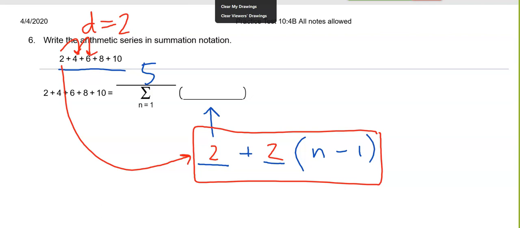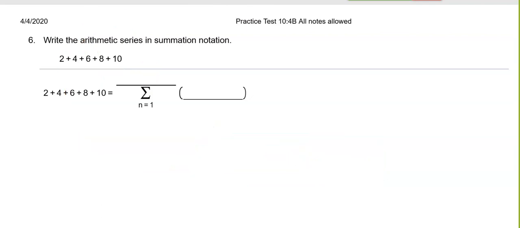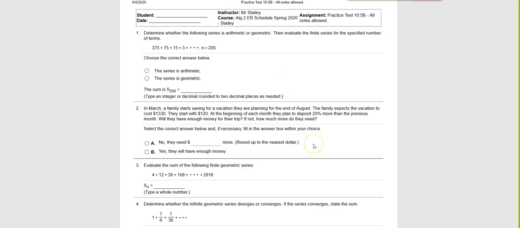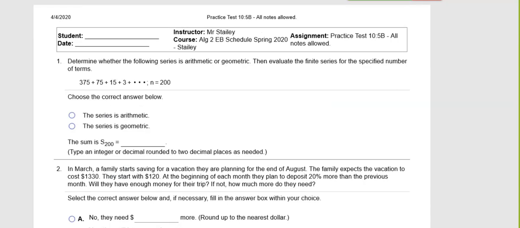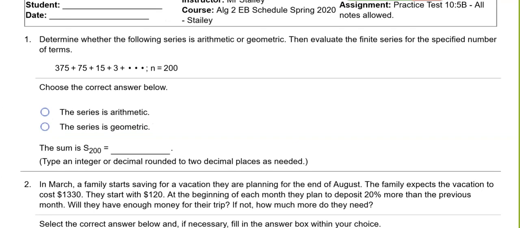Okay, so that's all the questions I'm going to ask from 10.4. And then from 10.5, let me find my 10.5 questions. And there are 8 questions from that section. Let's try to go through these.